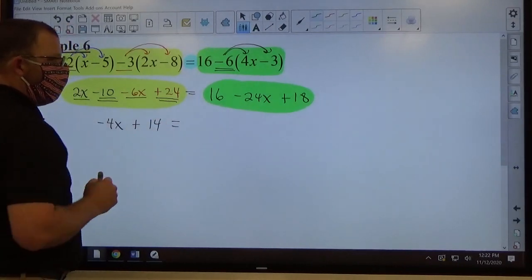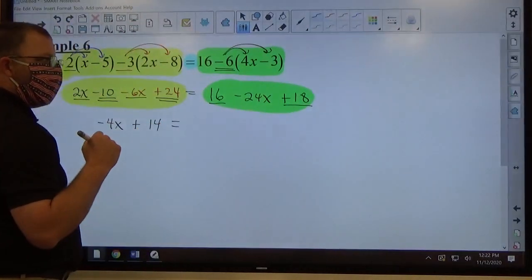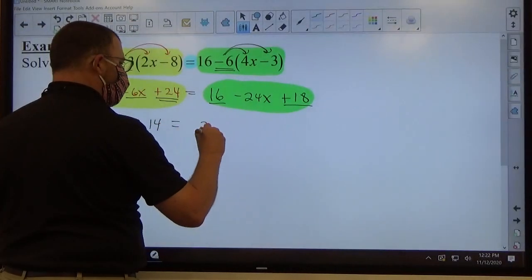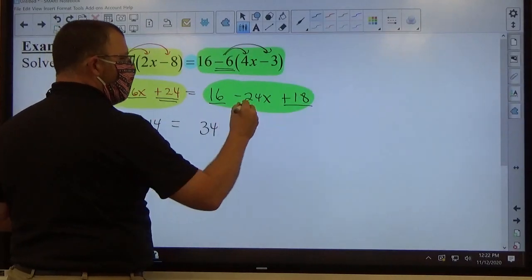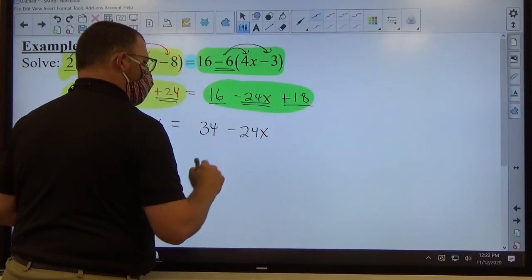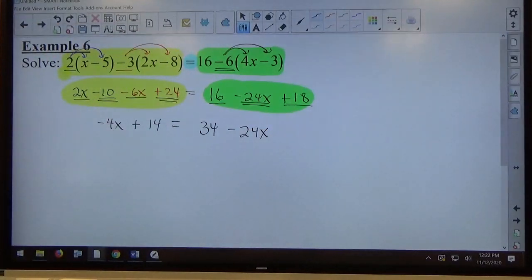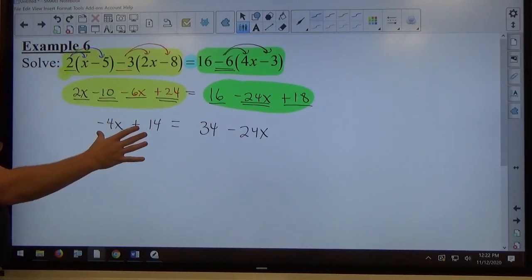On the right-hand side, 16 and 18 are like terms. They're both positive, so we're going to add. And 18 is bigger than 16, is positive, stays positive 34. And then negative 24x is the only x object on the right, so nothing happens to it. So when you combine like terms, if you have like terms, it changes into something new. If you have no like terms, you just rewrite that object. And notice this problem that had all the stuff going on transformed into just like problem number 3 now.